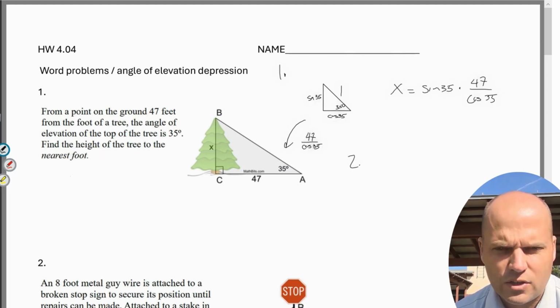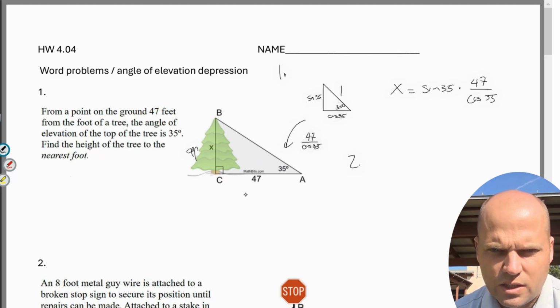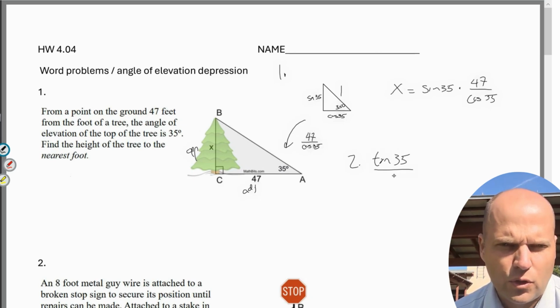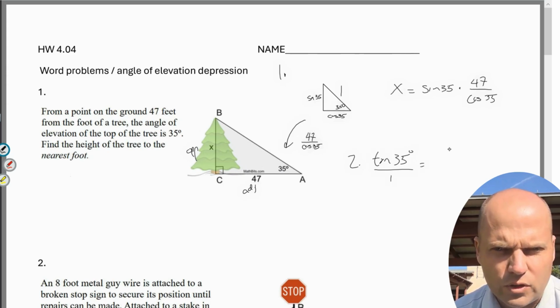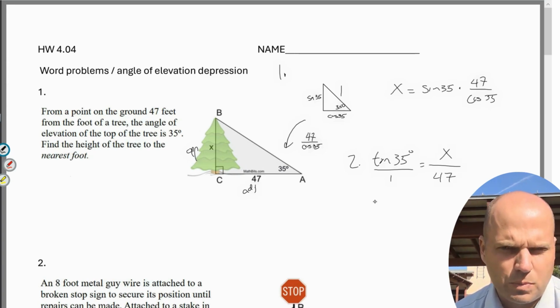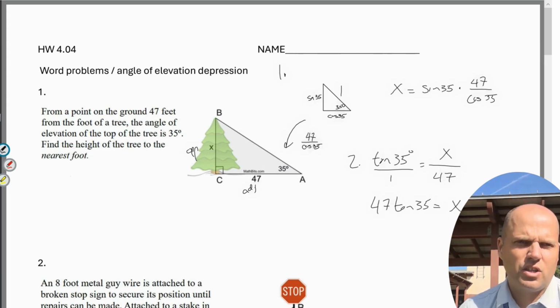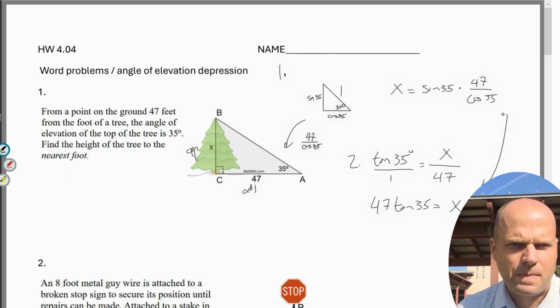The other way is to set up a proportion. You see this is the opposite. This is the adjacent. You would know that the tangent of any triangle, the 35-degree angle divided by 1, would be equivalent to, in this triangle, the opposite over the adjacent. Cross multiply, divide. There's no dividing that needs to happen because when you cross multiply, x is in the numerator. So you see that these two answers are the same.